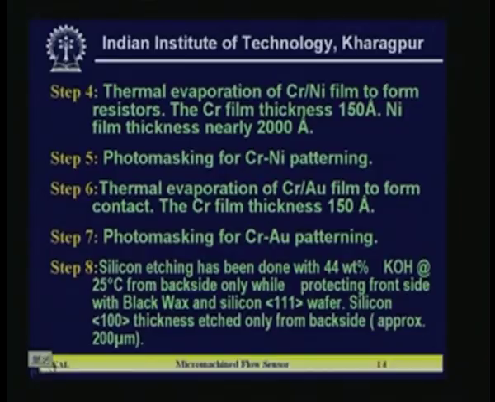So, after that you remove the black wax and other things, then a very thin layer will be there, the separation layer, which is basically the scribe line. For a small amount of time you again dip it in KOH solution, which will not damage the gold or chromium film, but the silicon will be separated.